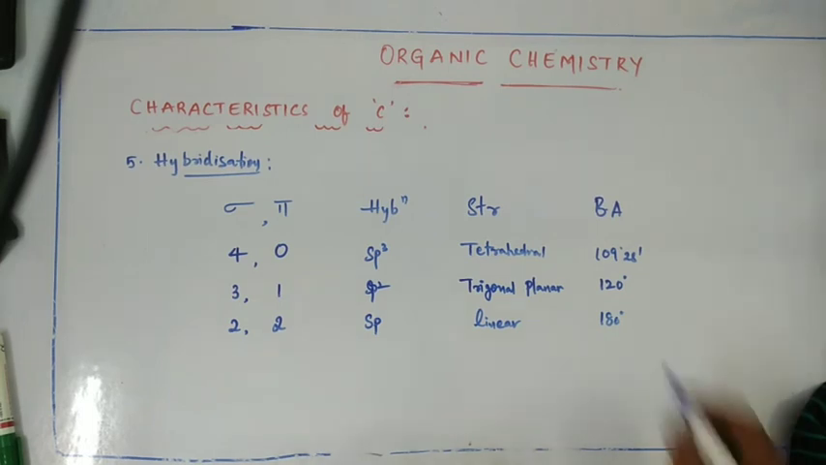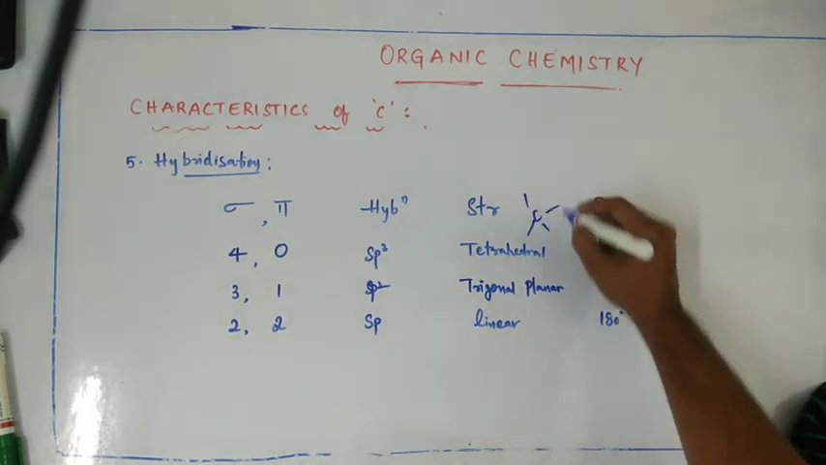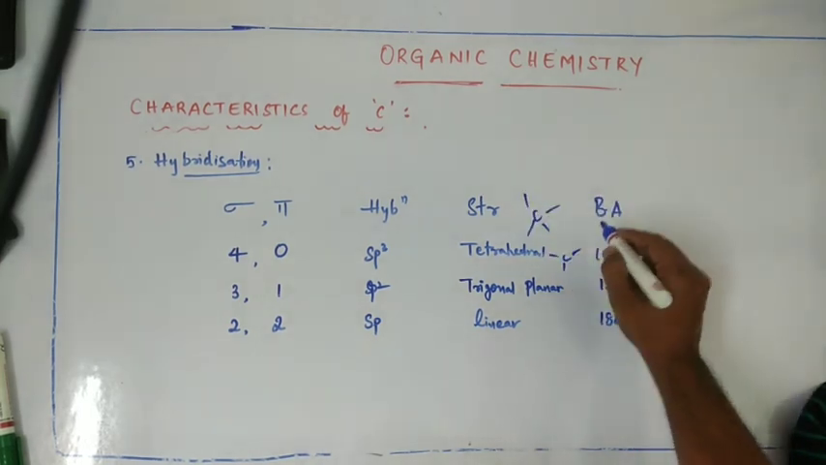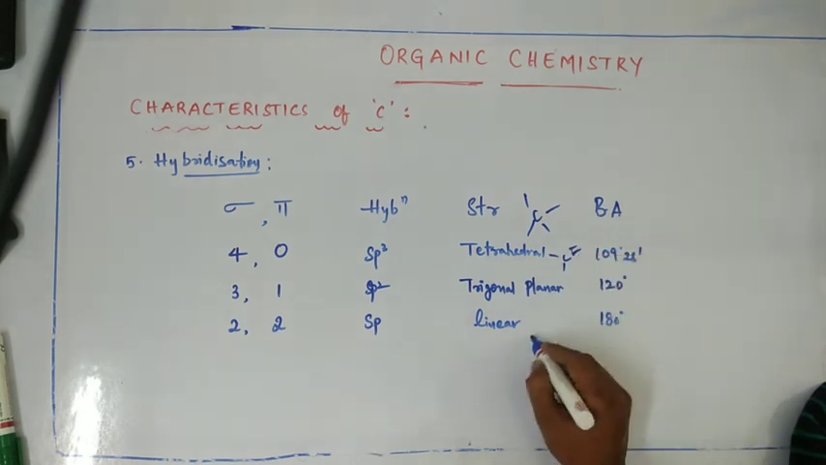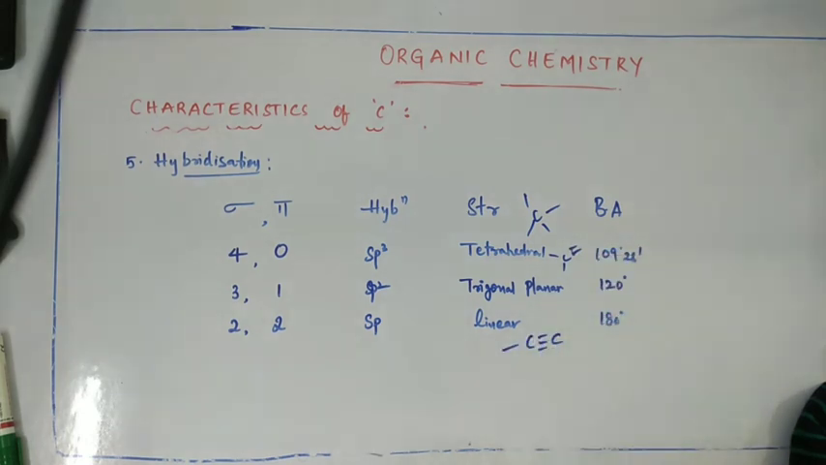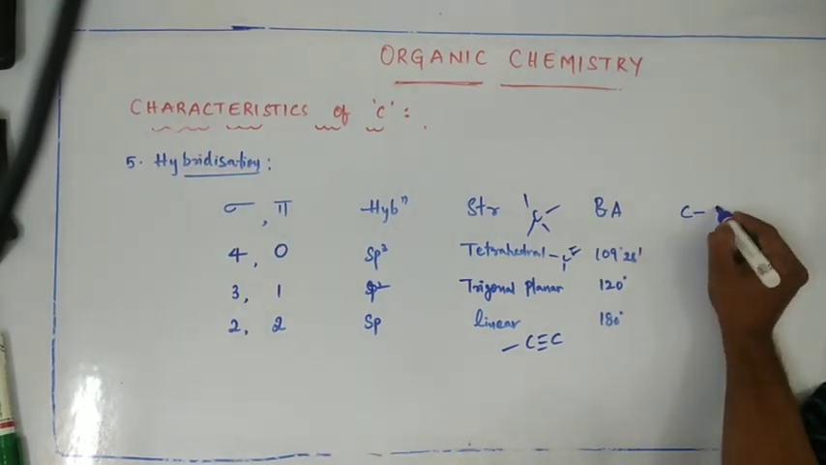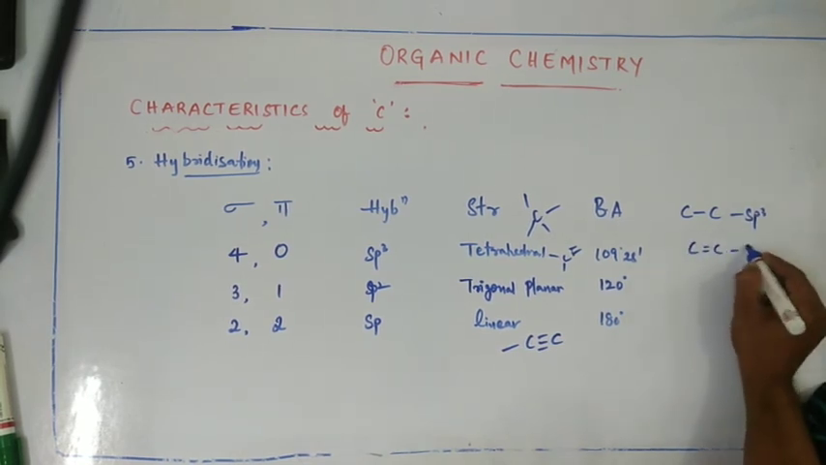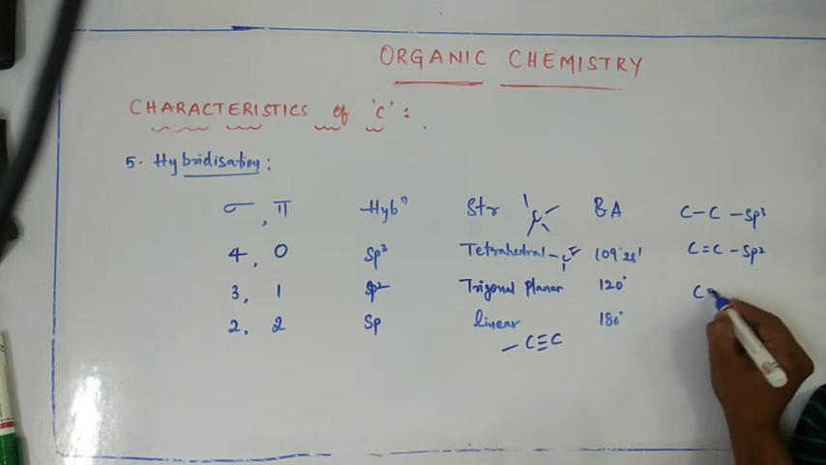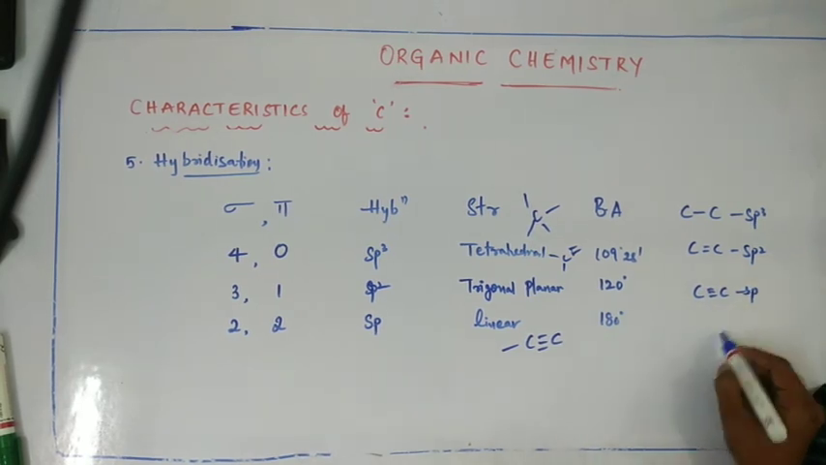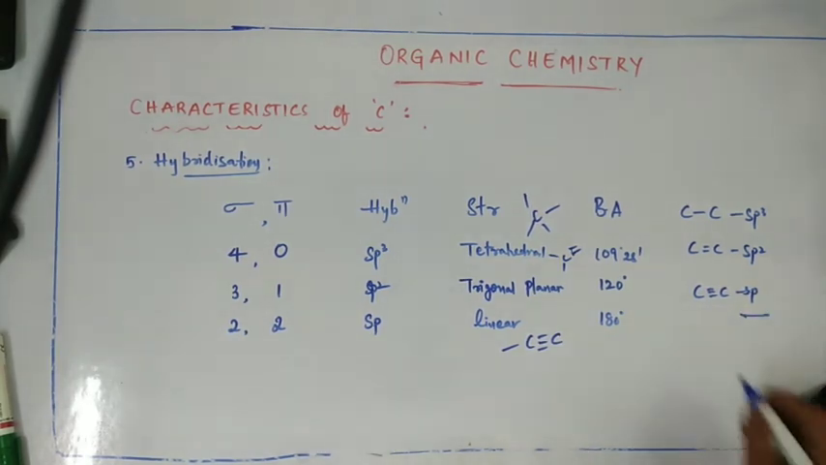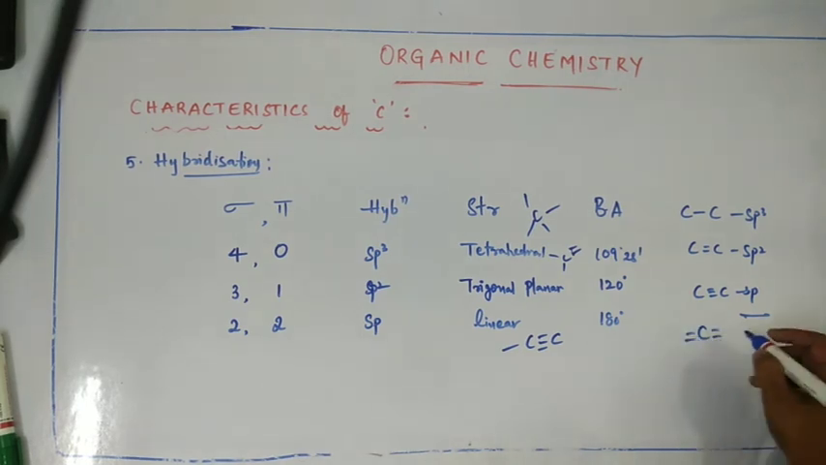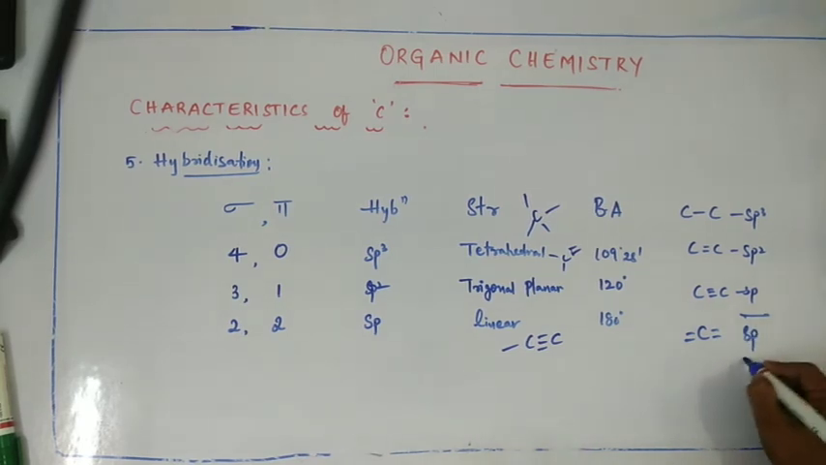The tetrahedral shape will appear like this, the trigonal shape will appear like this, and the linear shape will appear like this. If a single bond is present between carbon atoms, that is sp3. If a double bond is present, that is sp2. If a triple bond is present, that is sp. If there are two double bonds on the same atom, that is also sp hybridization.